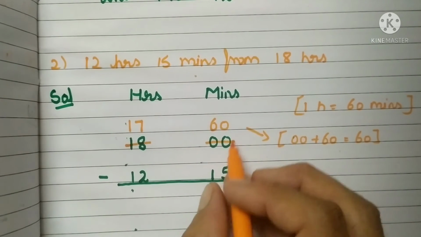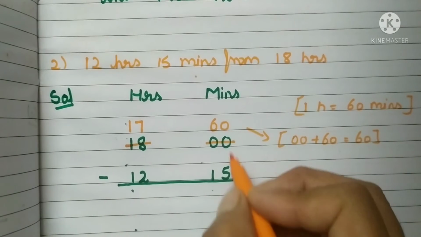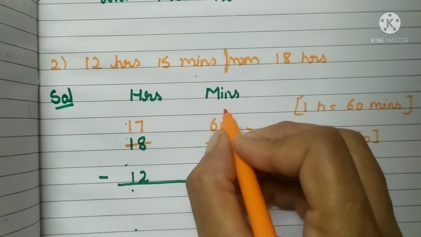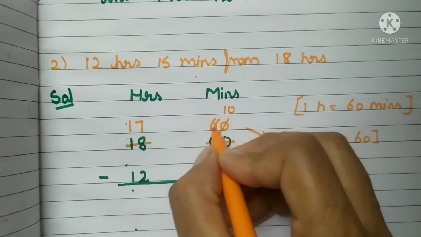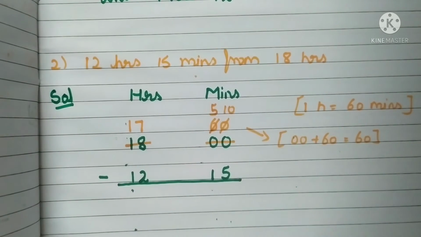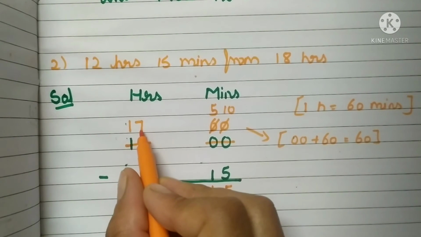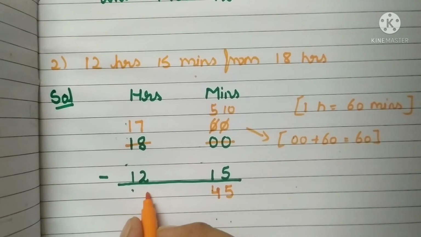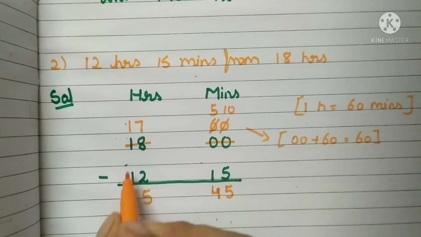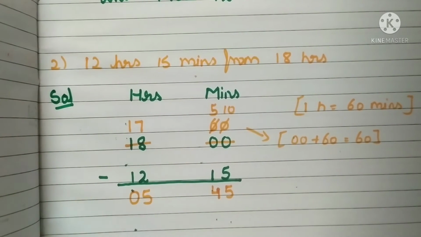तो we will write again 0 में से 5 minus नहीं होगा तो this 0 will become 10 and this 6 will become 5. So 10 minus 5 will be 5 and 5 minus 1 will be 4 and here 7 minus 2 will be 5. 1 minus 1 will be 0.